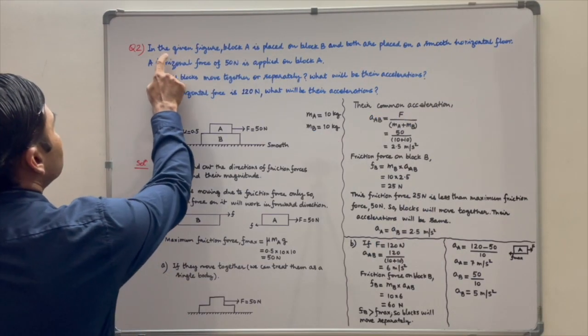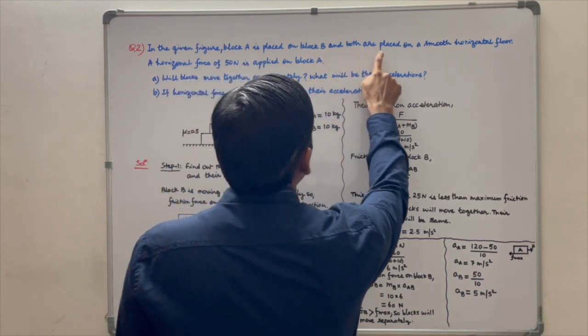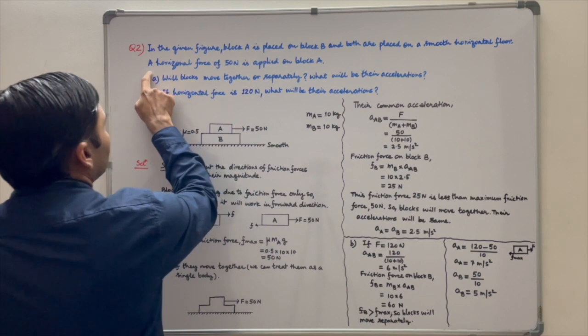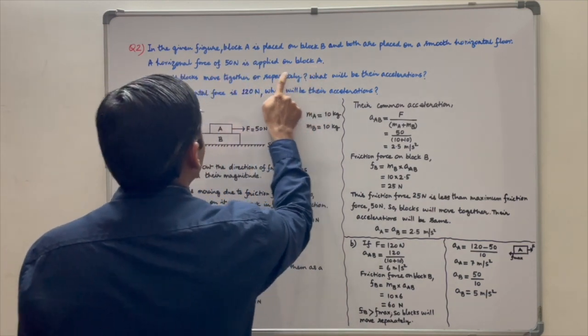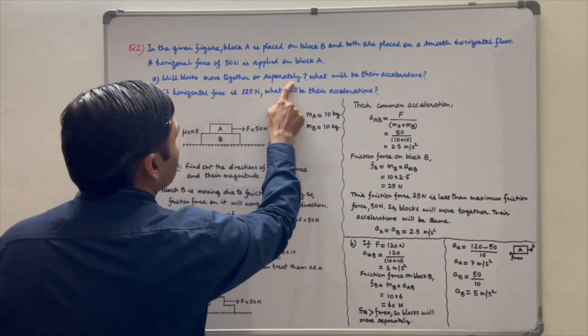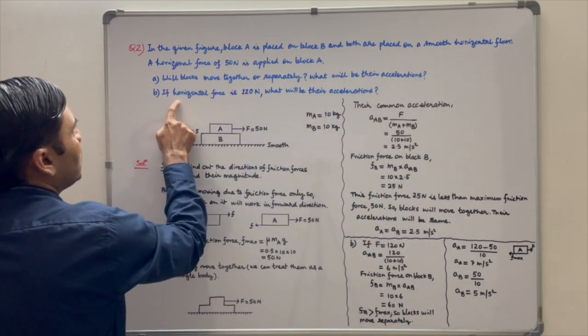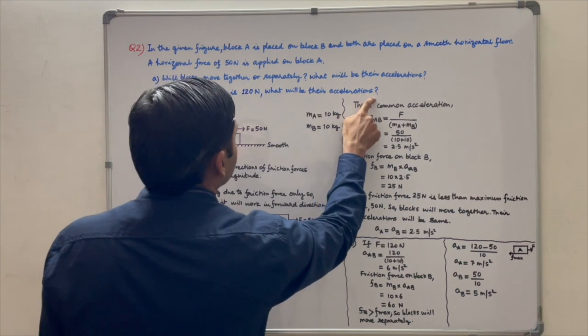Second question. In the given figure, block A is placed on block B and both are placed on a smooth horizontal floor. A horizontal force of 50 Newton is applied on block A. Part A. Will blocks move together or separately? What will be their accelerations? Part B. If horizontal force is 120 Newton, what will be their accelerations?